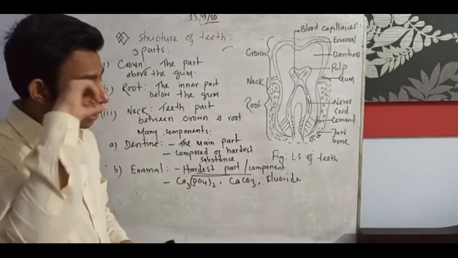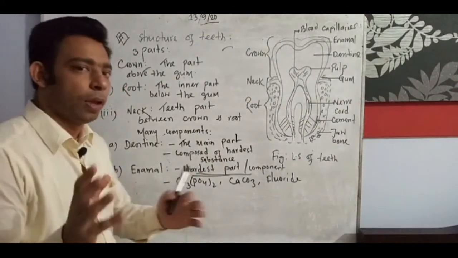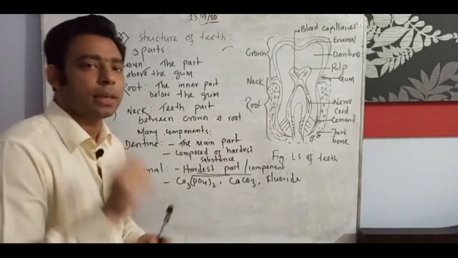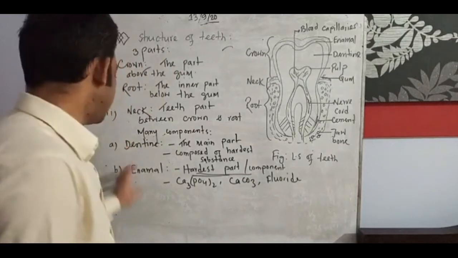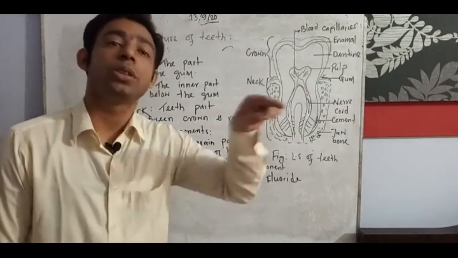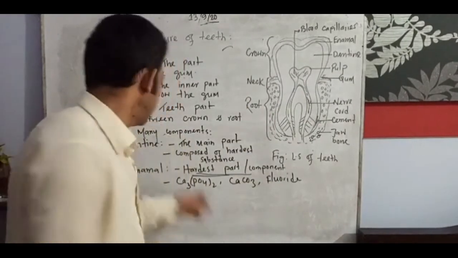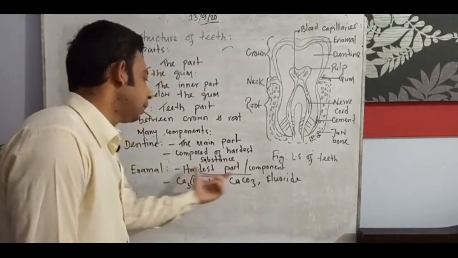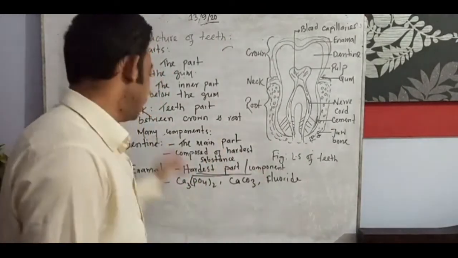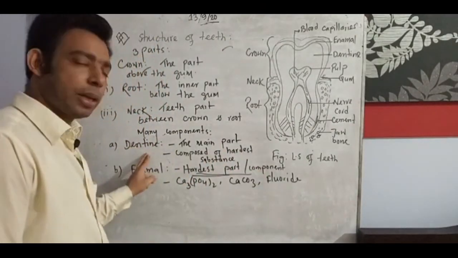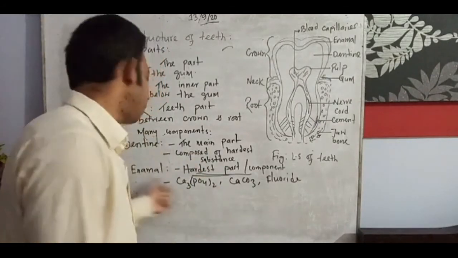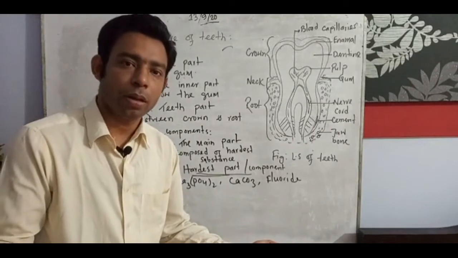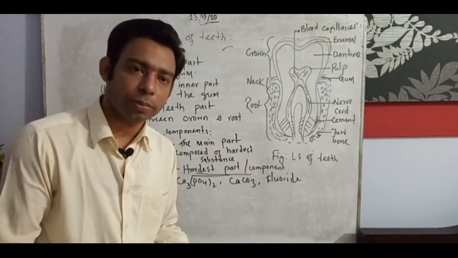Again I repeat: if it asks which part is composed of hardest substance, both are correct, dentine and enamel. But which one is known as the hardest component? That will be the enamel. Dentine is the main part, but it is composed of hard substance, so they are basically hardest.